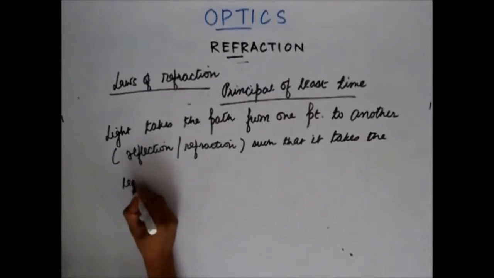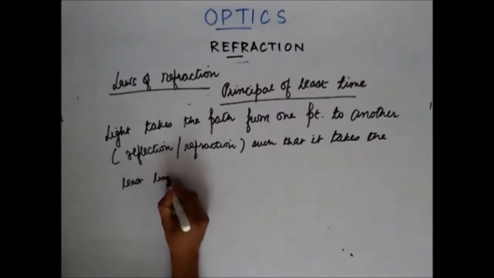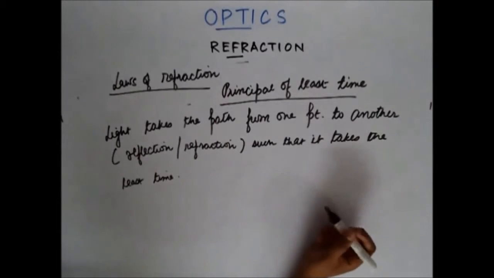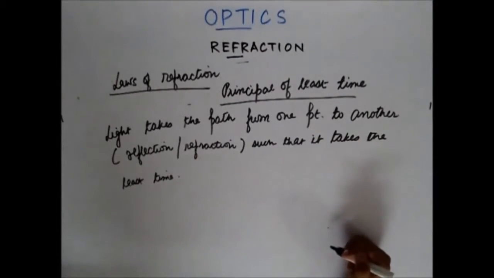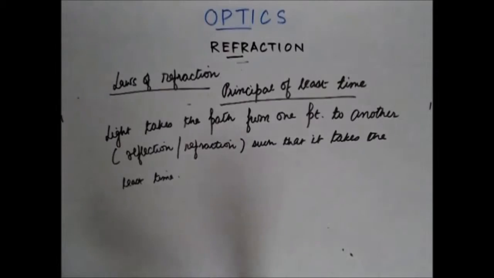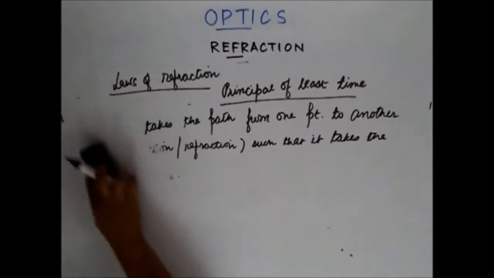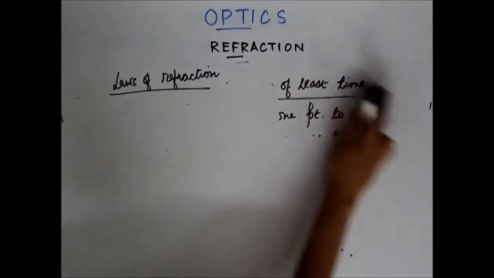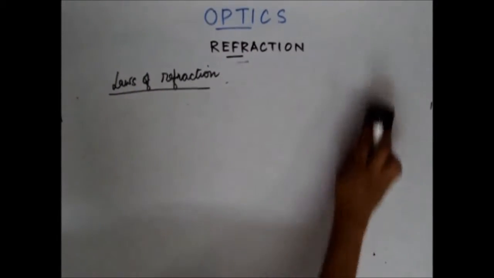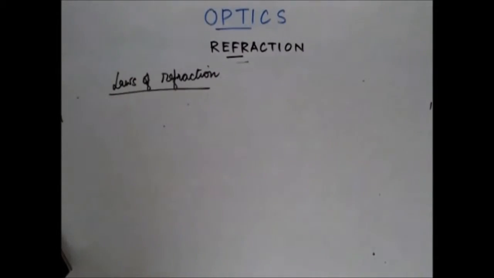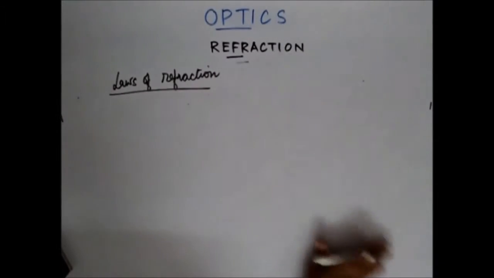So what does the principle of least time say? It says that light will only take the path from one point to another such that the time taken by it is minimum. So I'll use this principle of least time to prove Snell's law. You can also try this on your own. If you are very curious, you can try this, or else just have a look at the proof.